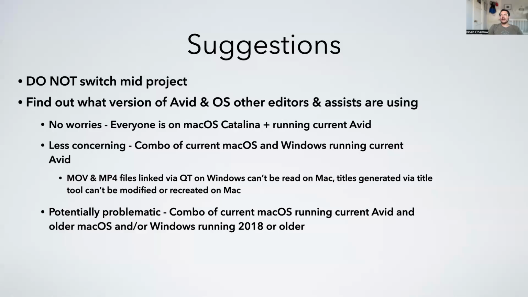Potentially problematic would be a combo of current macOS running current Avid and older macOS and/or Windows running 2018 or older. What I would say about how to approach that situation is that the systems running the older version of Avid should be on the latest patch update. So if you're running Media Composer 2018.12, make sure you're on the latest 2018.12 patch. I think 15 is the newest one, because Avid adds things like the DNX header thing that I was talking about. Avid adds things in the newer versions of Media Composer that it then adds compatibility to in patches to the older versions of Media Composer. So it really helps, if you're working between the two, if everyone is on the newest patch update.